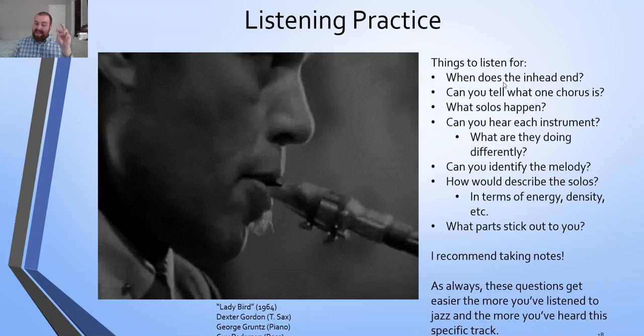When does the head end? When does the solo section start, essentially? When is the music transitioning from written to improvised? Can you tell what one chorus is? As a hint, when you're working with jazz, choruses are usually the same length because, again, it's the form. It's written down. It's 32 measures or whatever, okay? That means that if you figure out how long that is, say 30 seconds, you could probably go every 30 seconds and identify where all the choruses are. So that's a strategy going forward.